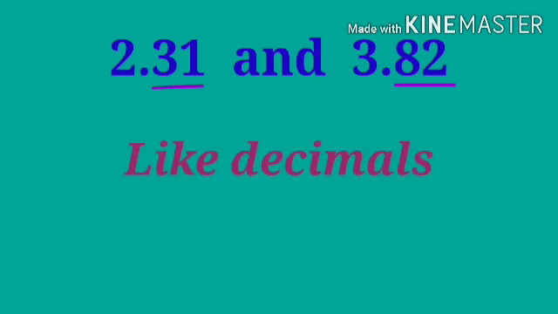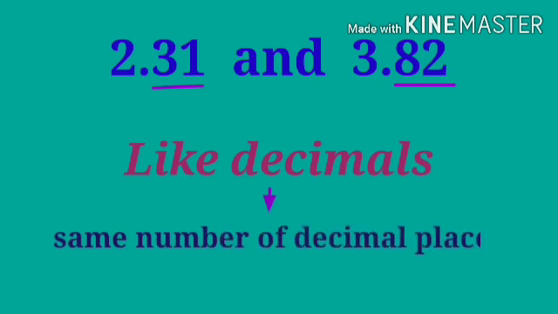Students, look here, how many decimal places are there? Yes, there are 2 decimal places in 2 and 31 hundredths and 3 and 82 hundredths. These decimals are called like decimals. Decimal numbers with the same number of decimal places are called like decimals. What are called like decimals? Decimal numbers with the same number of decimal places are called like decimals.